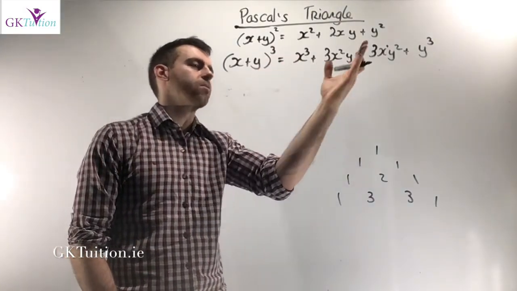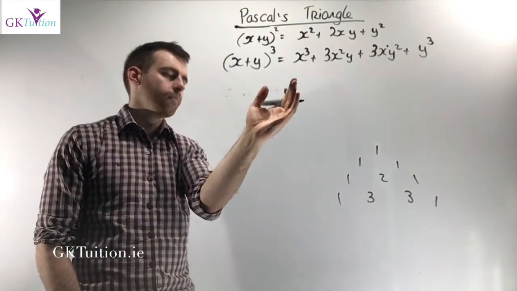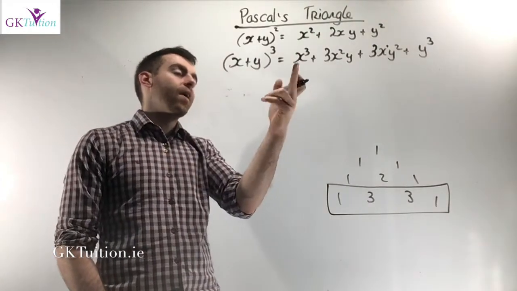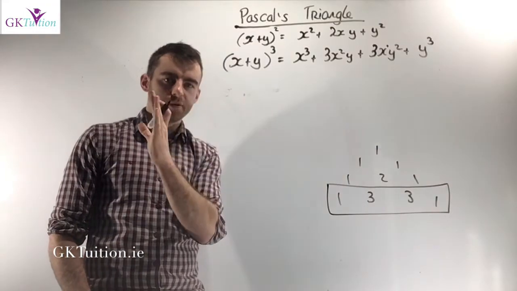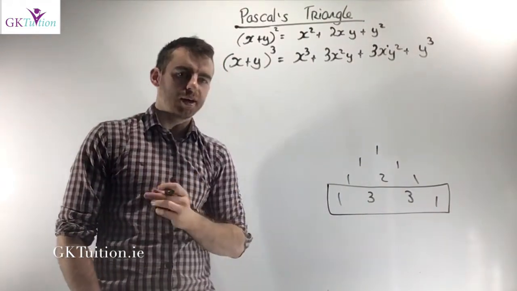So if you were expanding x plus y to the power of 3, you should write it as x cubed, x squared, x, no x, and then y cubed, y squared, y, and no y. And then you look at this line in your Pascal's triangle and you realize that in fact it's just 1, 3, 3, 1. They're the coefficients in front of each term. You multiply this by 3, and you leave a 1 and a 1 there.